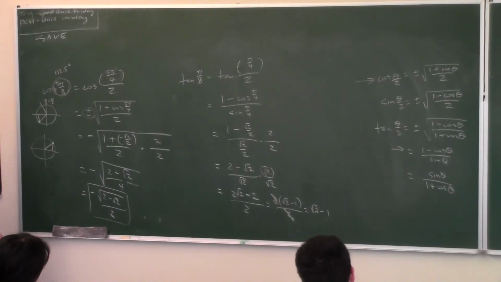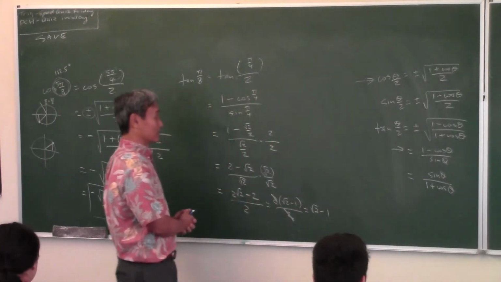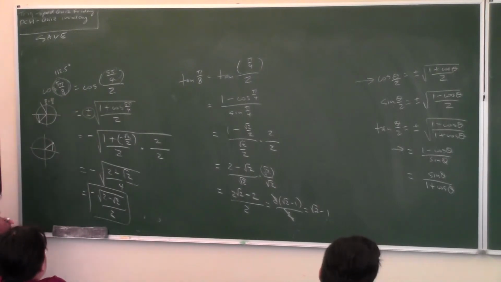So for many of you, the hardest part will be simplifying, because all you have to do is just follow the identity. It's not that hard. But the simplifying might get you.